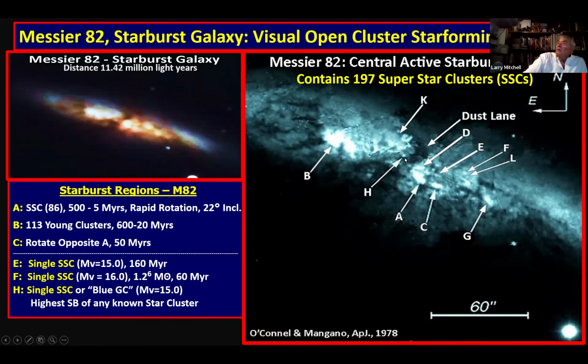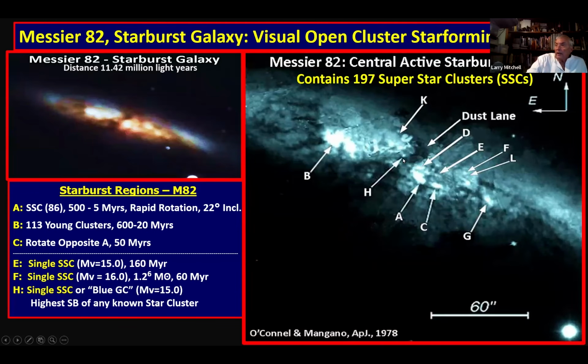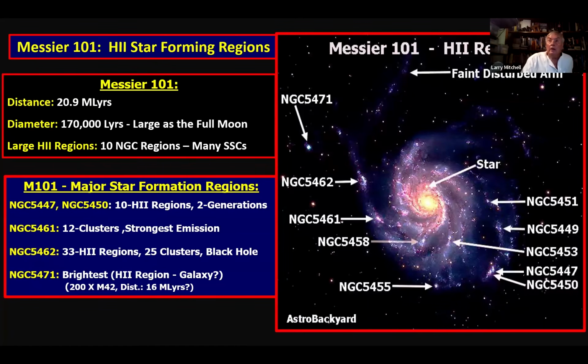That is a single superstar cluster. This is the highest surface brightness of any known star cluster right here. It has been reported as a supernova numerous times, and it can be seen in moderate-sized telescopes. It's 15th magnitude, so it requires a little study, but it's right on the lip of this dark lane. And if you see that, you're seeing a single superstar cluster located in another galaxy.